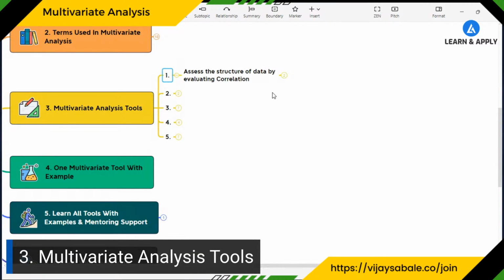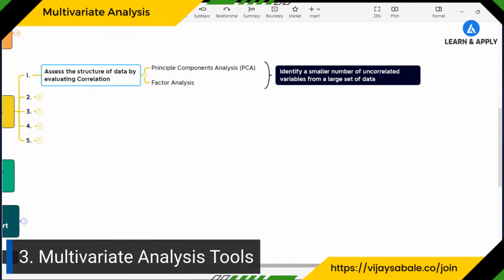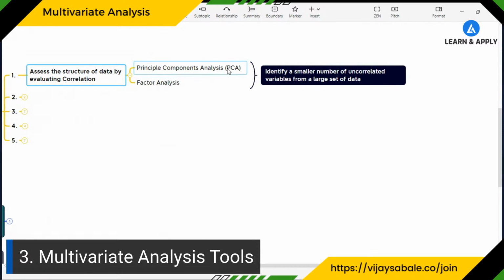The first one is based on how we assess the structure of data by evaluating the correlation between variables. Let's say we are going to study 10 or 15 or 20 variables, and we use the correlation between them to see what the trend or structure of the data is. This is called assessing the structure of data, and it is done by evaluating the correlation between variables. This group consists of 2 important tools. The first tool is principal component analysis, and the second one is factor analysis.